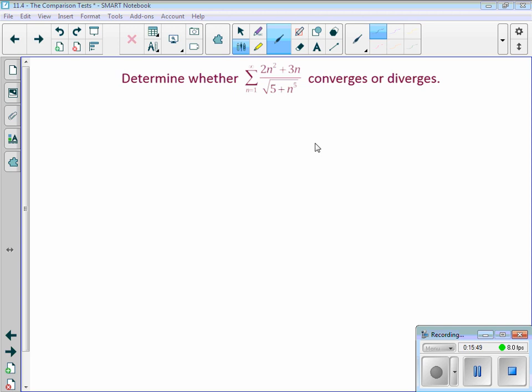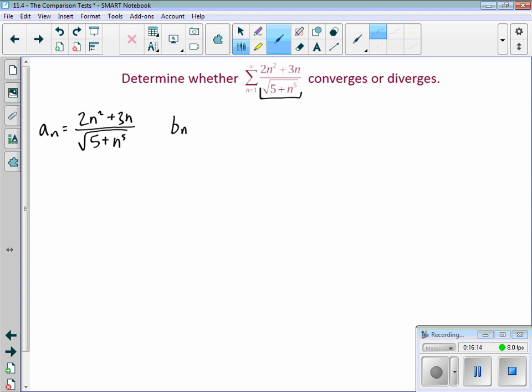Okay, so with this one, we're going to do a similar thing to what we did earlier, where we're just looking at the dominant pieces. Okay, so our A sub n is this piece here. And then our B sub n, we're going to use the dominant pieces. So what's the dominant part of the numerator? 2n squared.